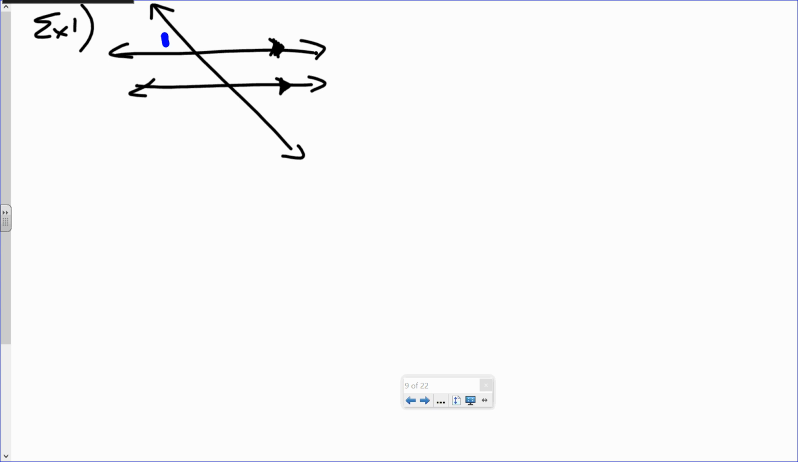Say this is angle 1. Let's say this is angle 2. And let's say this is angle 3. Vertical.